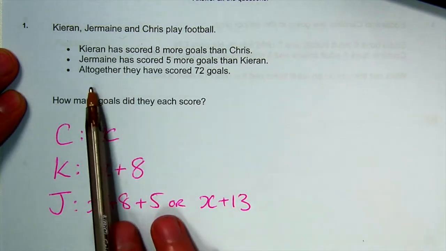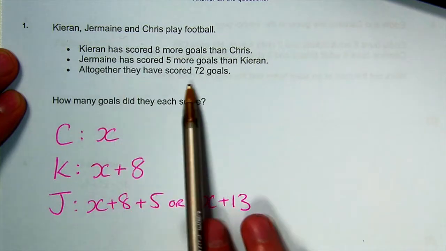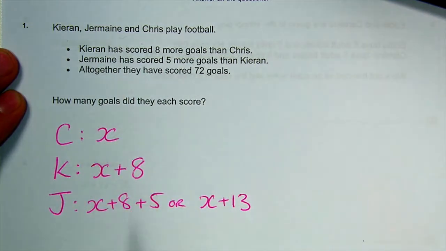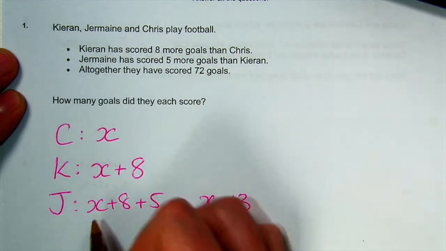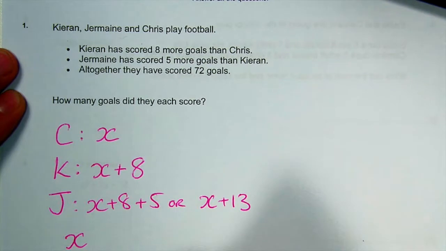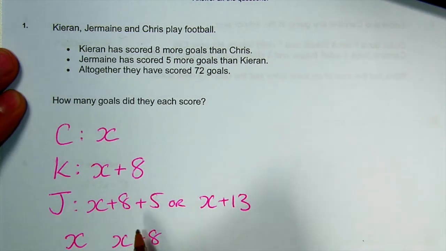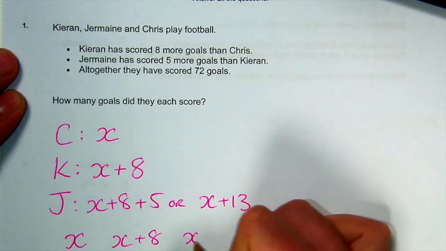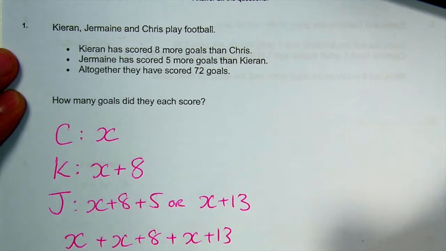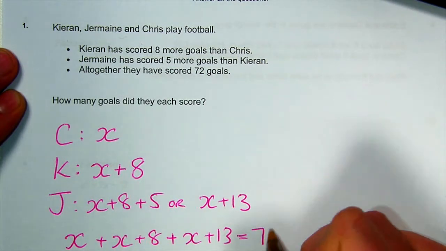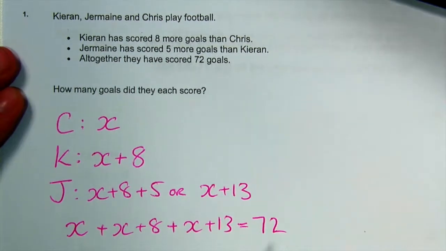Then we come to the last point that we've been given, the last bullet point. Altogether they have scored 72 goals. Well, if we add all these up, it should make 72. So Chris is X, Kieran is X plus 8, Jermaine, X plus 8 plus 5, or X plus 13. And if we find the grand total of all those, add them all up, it should come to 72. This is a bit messy on this side, so we can tidy this up.